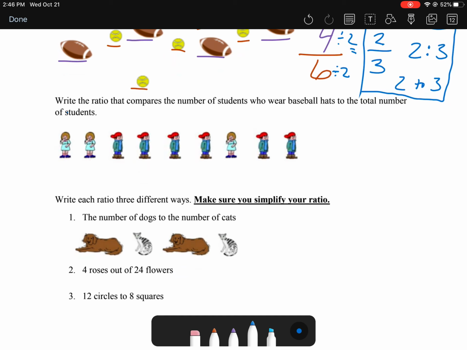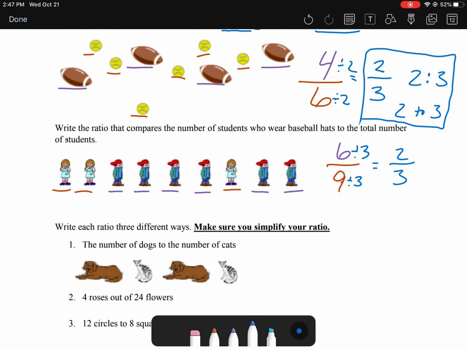Let's do this next one together too. Write the ratio that compares the number of students who wear baseball hats to the total number of students. Counting through, I have 1, 2, 3, 4, 5, 6 people wearing baseball hats. And then continuing on, I have 7, 8, 9 students altogether. However, 6 over 9 is not simplified. I could take a 3 from the top and bottom, which leaves me with 2 over 3. And then I can just use the same three ways as up top. Whoa, I have the same answers, though.